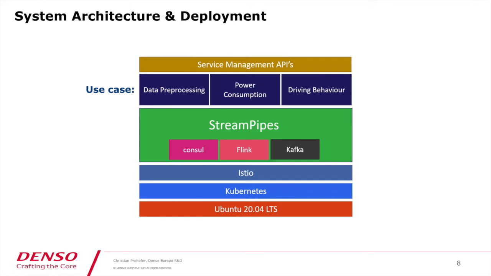For ease of creating and executing stream pipelines, we have deployed Apache Stream Pipes on top of the service mesh layer. And on top of that, we have implemented our use case services, which include the data pre-processing, power consumption, and driving behavior services. At the very top of our architecture, we have implemented the service management API, which provides us added features to manage the stream processing pipelines, like gradual shutdown of pipelines, also for software upgradation, and many other scenarios.